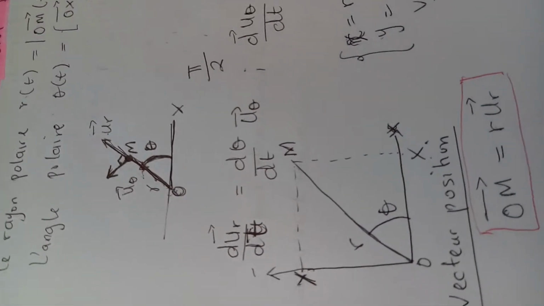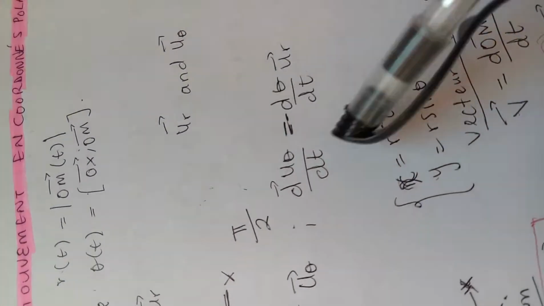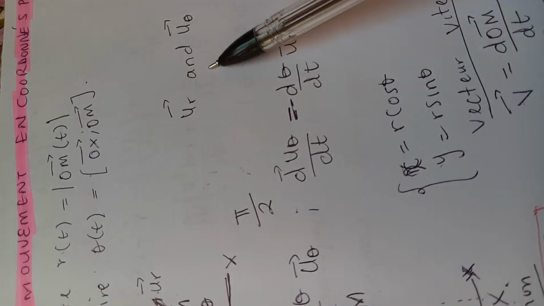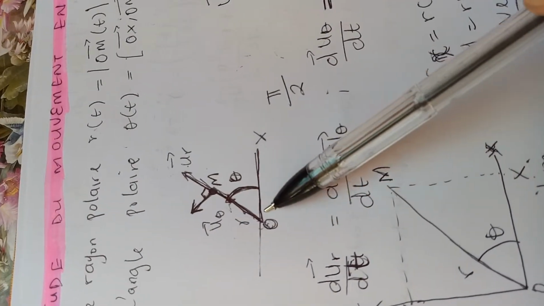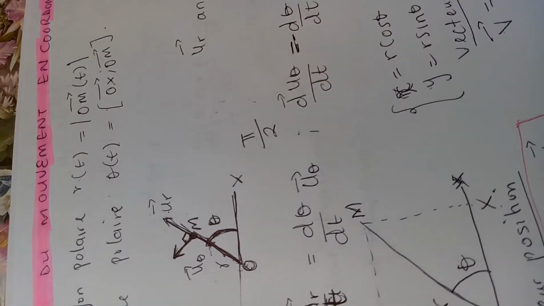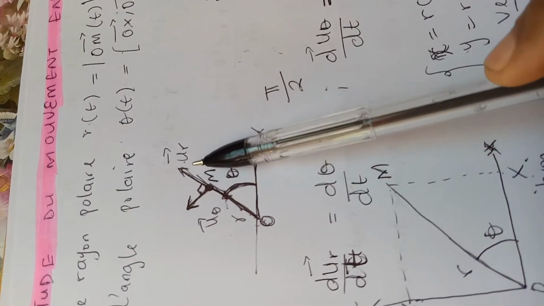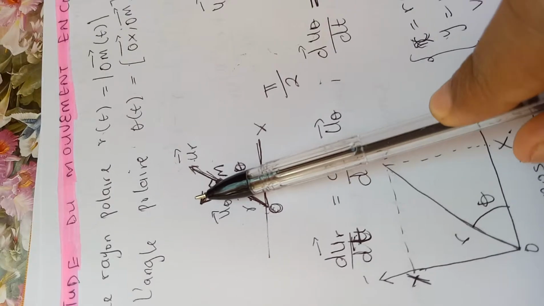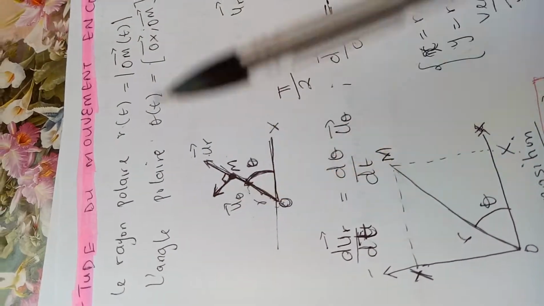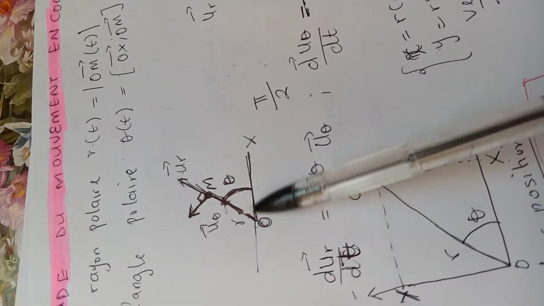We said that we have two unit vectors there. We have the ur and the u theta, and the ur is in the direction of OM. You can see it, it's in the direction of OM. And then u theta is gotten by rotating ur by an angle pi over 2, which is 90 degrees, to create our u theta. Yes, so that explains this diagram.